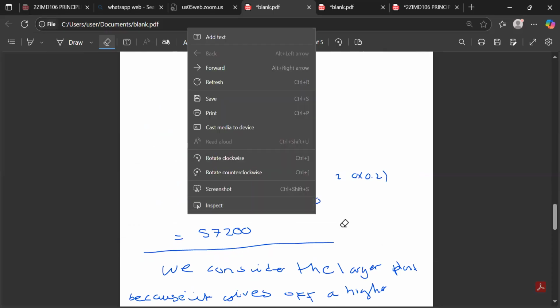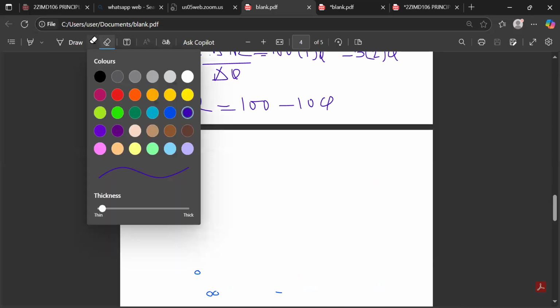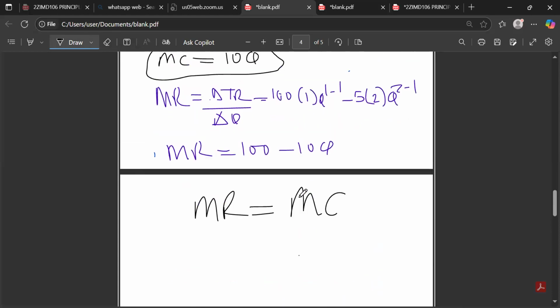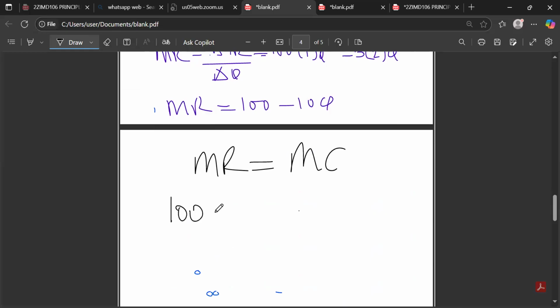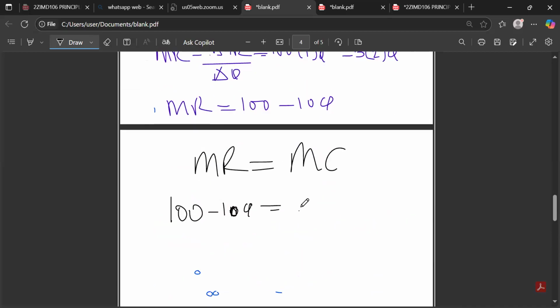Yes, yes, we are. So what is going to happen now is that we can just equate MR to MC. So you're going to say MR is what? 100 minus 10Q, right? Yes. 100 minus 10Q is equal to what? 10Q. Thank you.